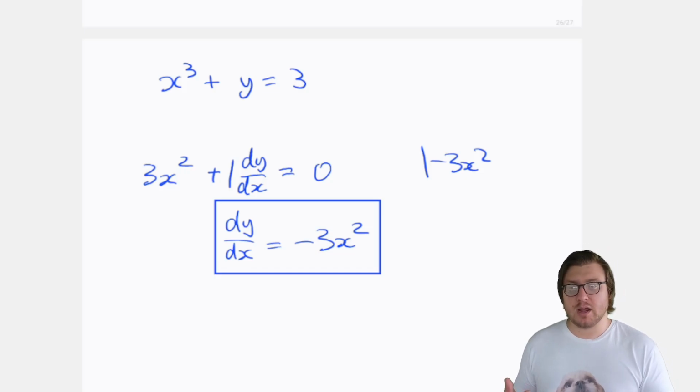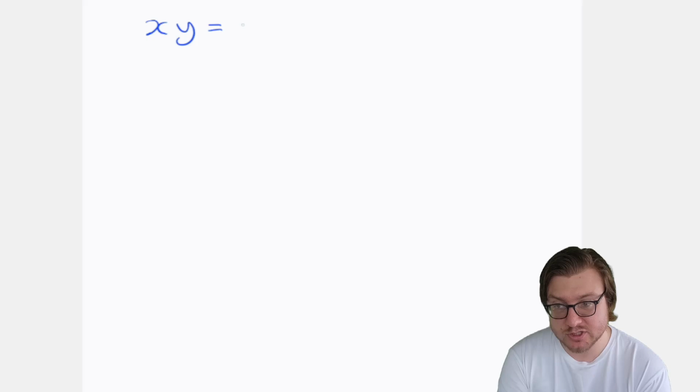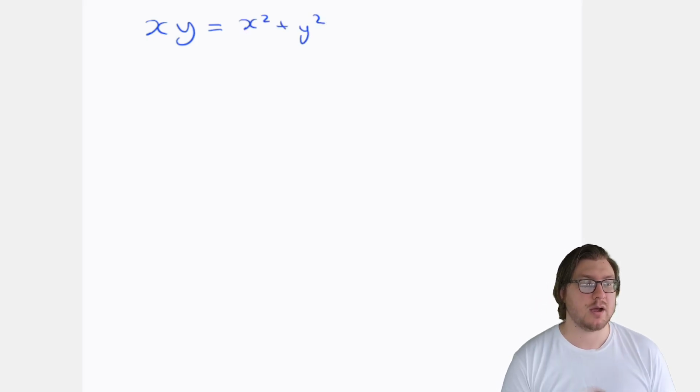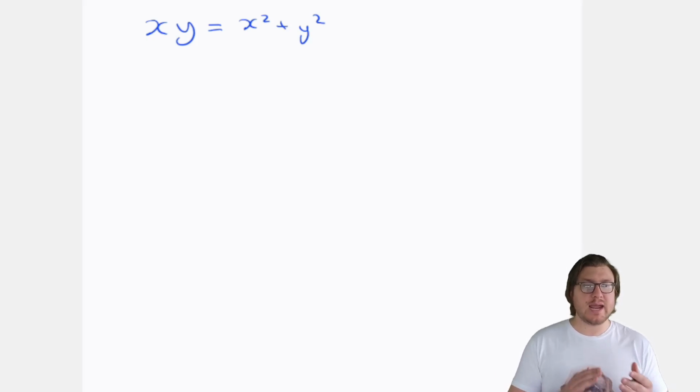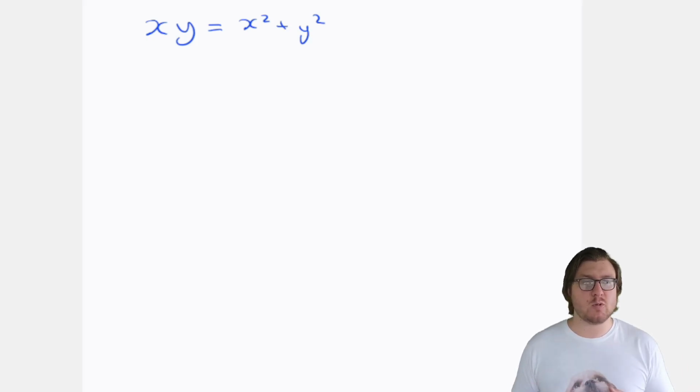Now, let's do the second example. Here we had xy is equal to x squared plus y squared. Okay, now again we can identify we have one formula with x's and y's and combinations. So we need to differentiate implicitly. Well, how do we do it?